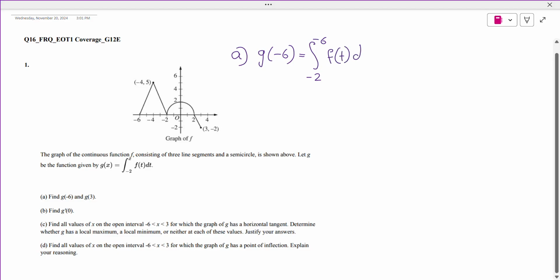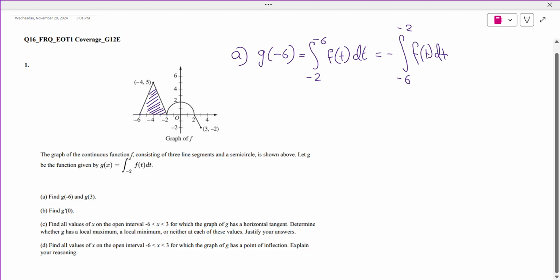of f of t dt. Notice that the upper bound is smaller than the lower bound, so we can multiply by a negative and flip the boundaries of the integral. That means -6 is down, -2 on top, f of t dt. Now this definite integral means the area under the curve f from -6 to -2. So basically we are finding the area of this triangle.